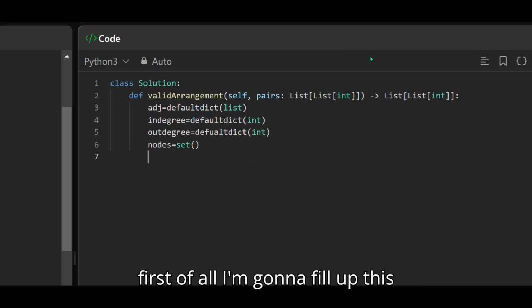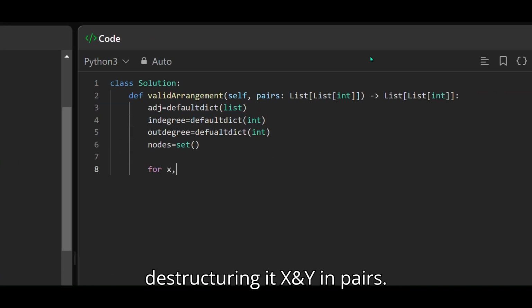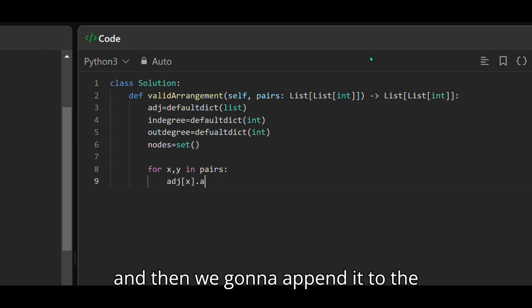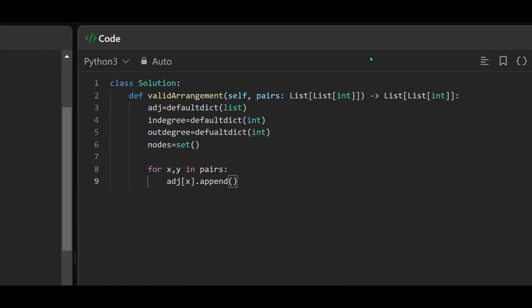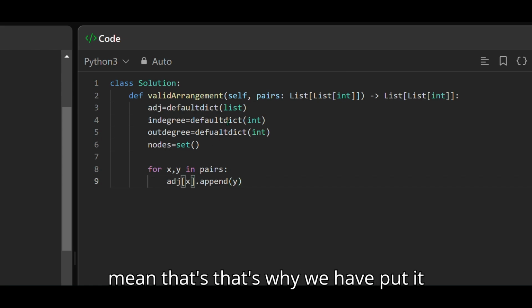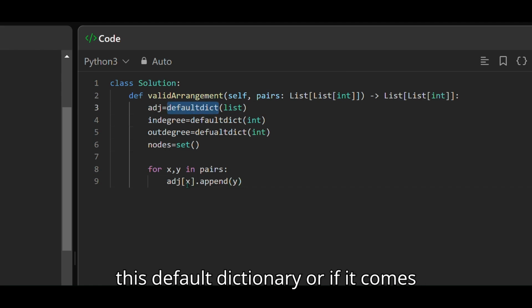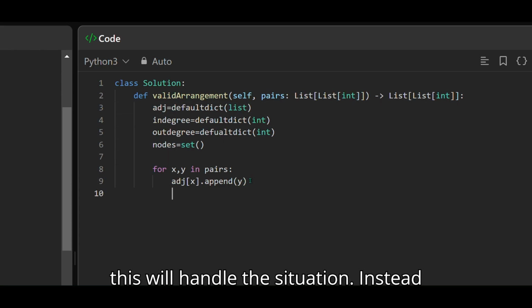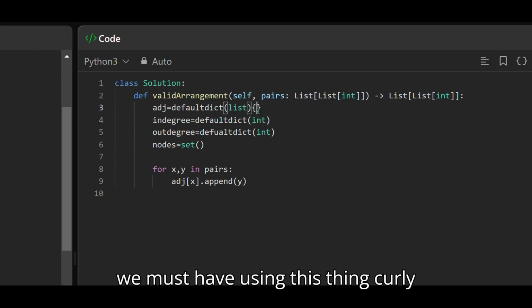So first of all, I'm going to fill this up. I'm going to iterate by destructuring x and y in pairs. After doing this, we have the adjacency list; we're going to take x and append y to it. You must be thinking, what if this entry comes out to be none? That's why we have used defaultdict. If it comes out to be none, it's going to create an empty list, so this will handle the situation. Otherwise, we would have had to use curly braces.